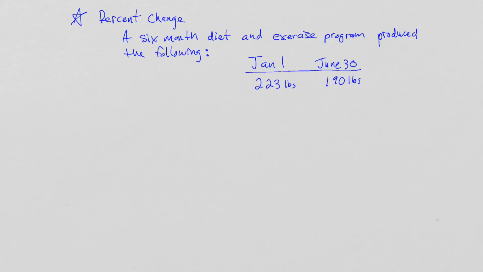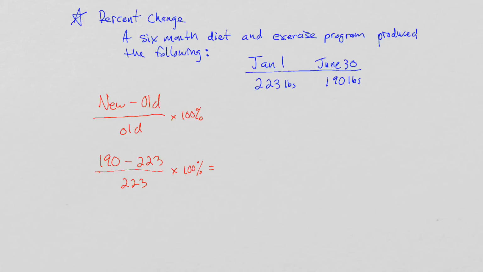Okay, now we have percent change, and we have a 6-month diet and exercise program that produced the following results. So we have January 1st, 223 pounds, and June 30th was 190 pounds. So we're going to use a formula, new minus old. So we want to find the difference between the two, then divide by the old, and then multiply that by 100%. So this time we're going to have 190 minus 223, divided by 223, times 100%.